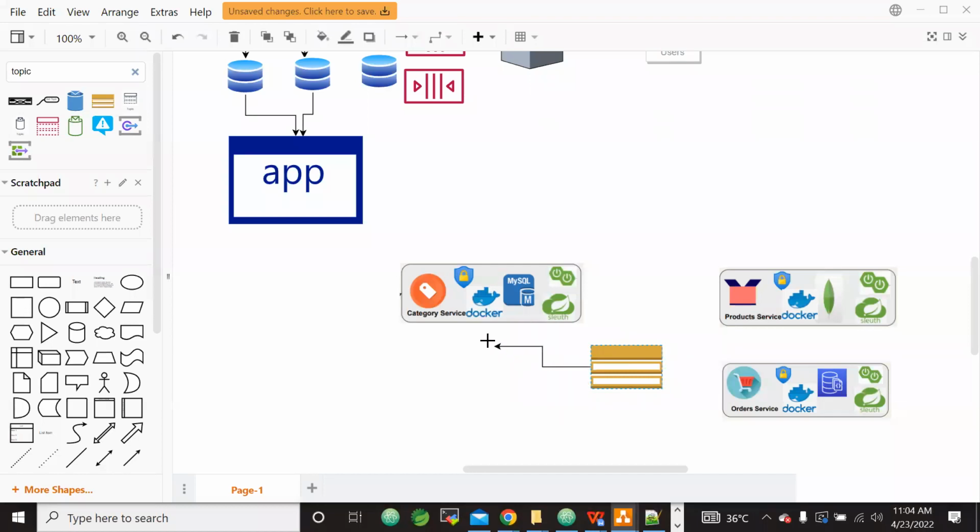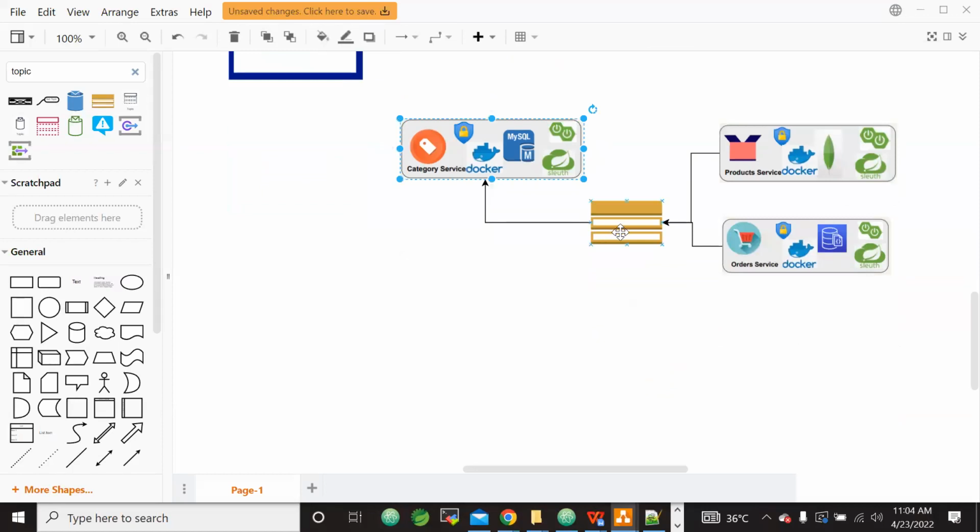So Kafka now resolves the problem of data storage. By default, Kafka will store the data in each and every topic for 7 days. If we want, we can also increase or decrease it. We can customize it. But now what is happening? The category service is putting the data to this topic, and this topic has the mechanism of storing the data for 7 days. Of course, we can increase or decrease the time.